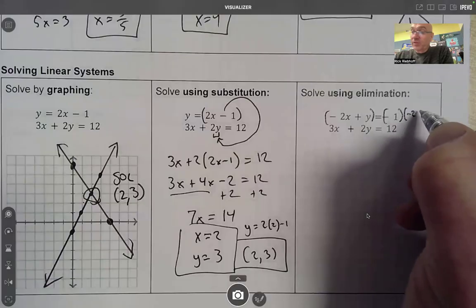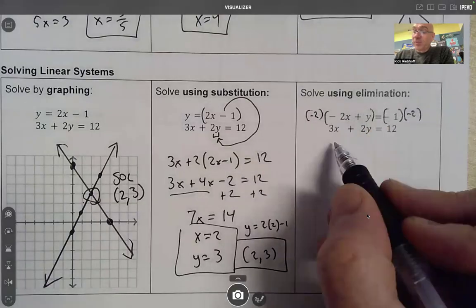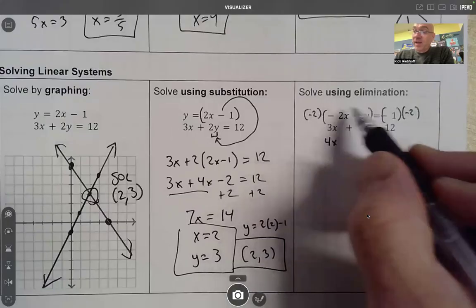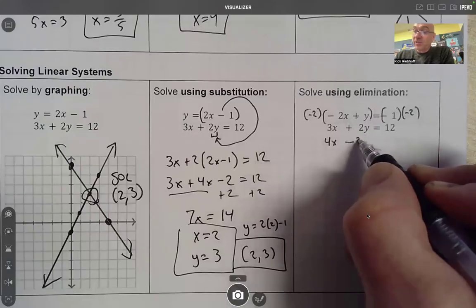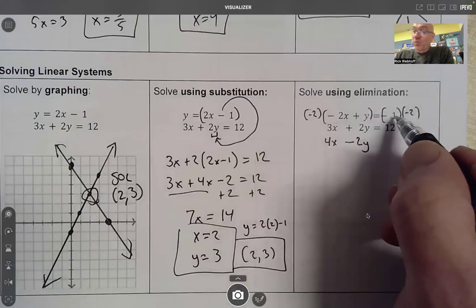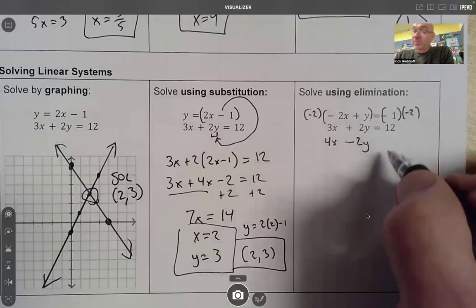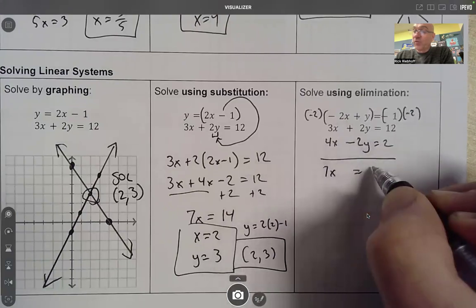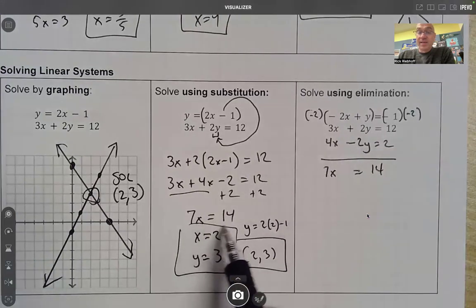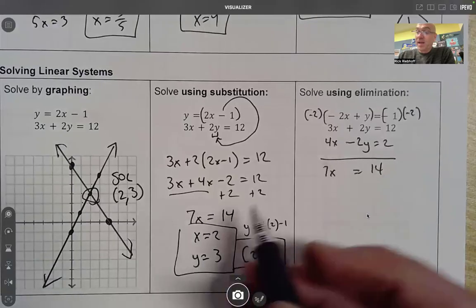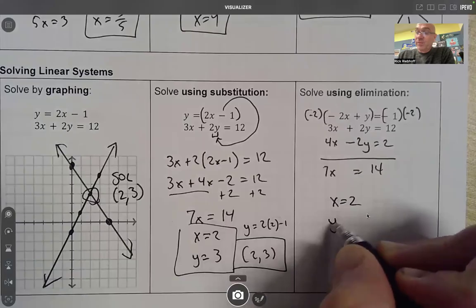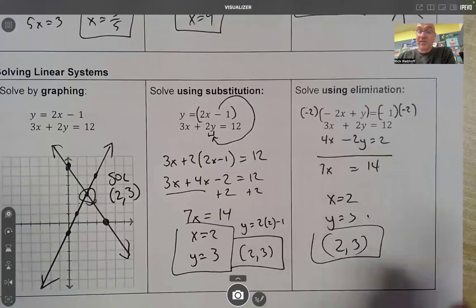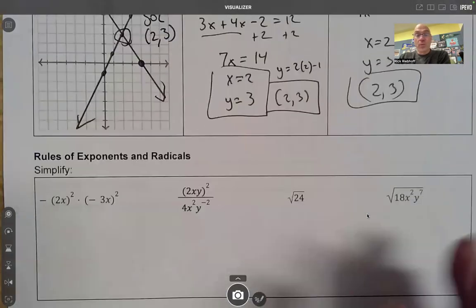Okay, so I'm going to multiply both sides by negative 2. And I'm just going to rewrite it right below this. So negative 2 times negative 2x is positive 4x. Negative 2 times positive y is minus 2y. Negative 2 times 1, negative 1 is positive 2. And now I add them together. 7x equals 14. Does that look familiar? It does look familiar. Oh my gosh. So x equals 2, and we'll soon find out that y equals 3, 2 comma 3. We do it the same way we did here. Plug it into either equation. Cool, cool. All right, good work.